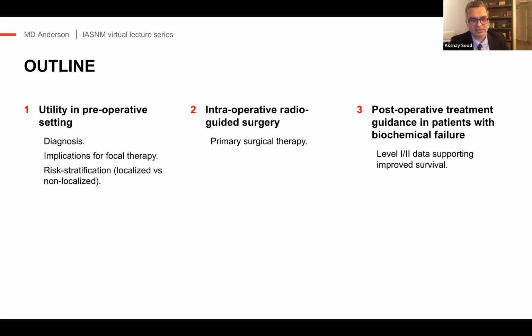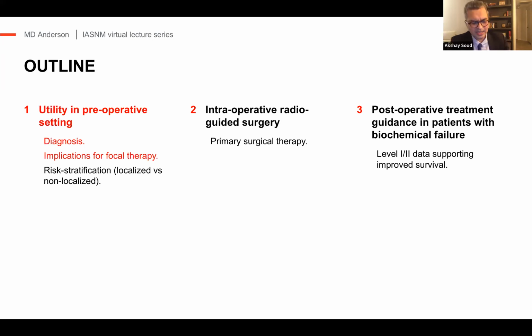I will also discuss how molecular imaging helps us in risk stratifying patients, localized versus non-localized disease. Then I will discuss some of the upcoming things in the role of PSMA scans or PSMA technology in guiding surgical therapy intraoperatively, and then ultimately we'll discuss the role of molecular imaging in the post-operative setting.